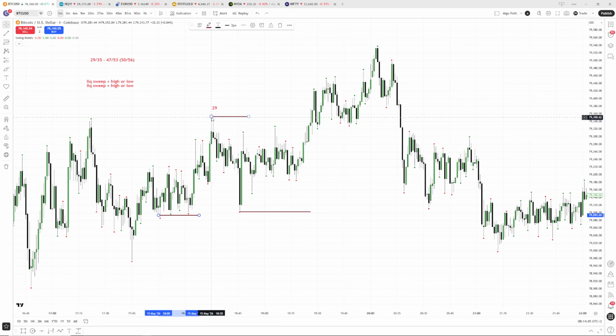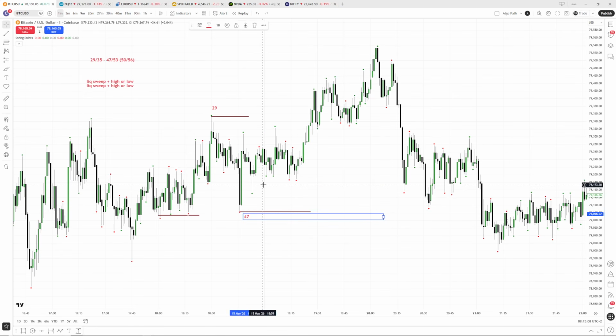Okay, so if 29 is the high, if 47.53 or any one of these numbers make the low, I will buy. Okay. Now here I see 18:46, 18:47 making the low. So knowing this, the market stopped right here at the algo path. Now I don't bother about all these liquidity because I know it's not gonna hit it. So I can buy anywhere here.